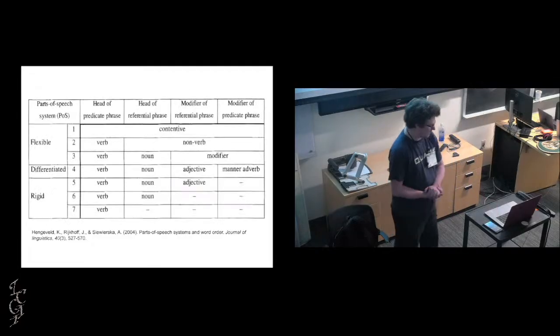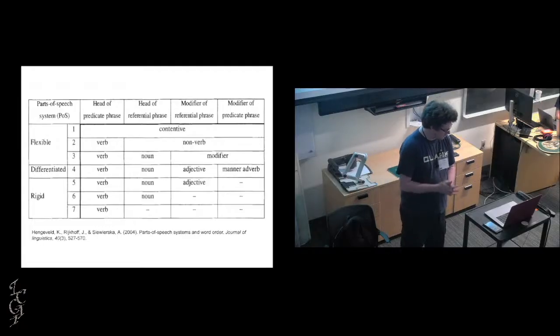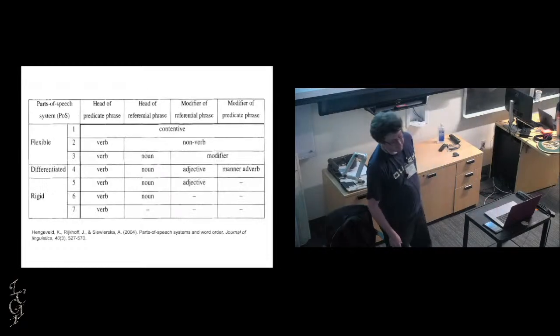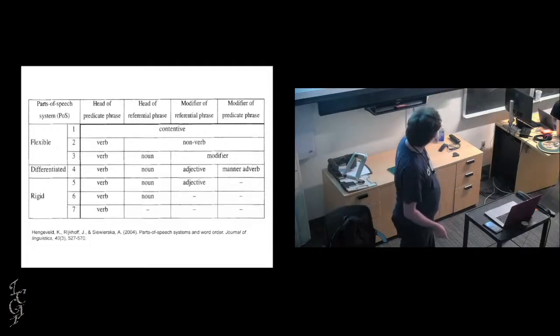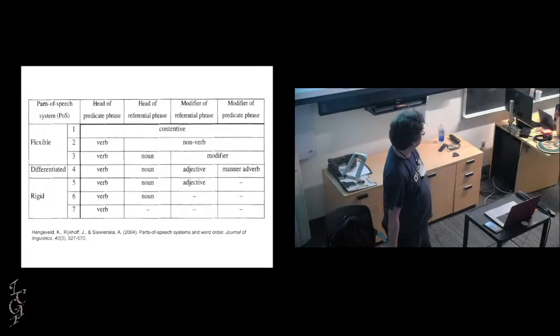So, there's this other paper by Hengeveld, Rijkhoff, and Sebierska, or no, actually this is from the same paper. I forgot which papers I took all my figures from. This is from the same paper. So this, again, is not the be-all, end-all of linguistic typology. All models are wrong, but this model is useful a lot of the time.